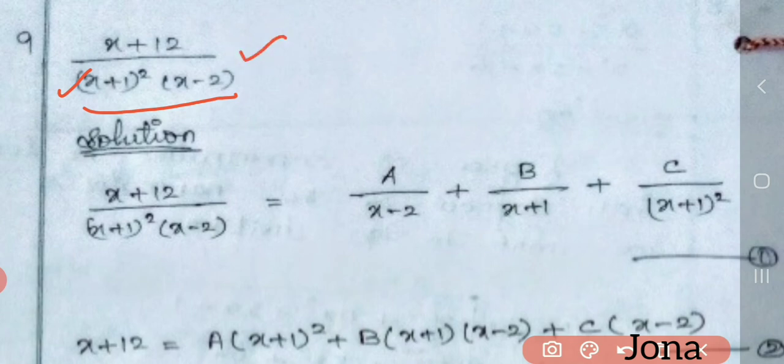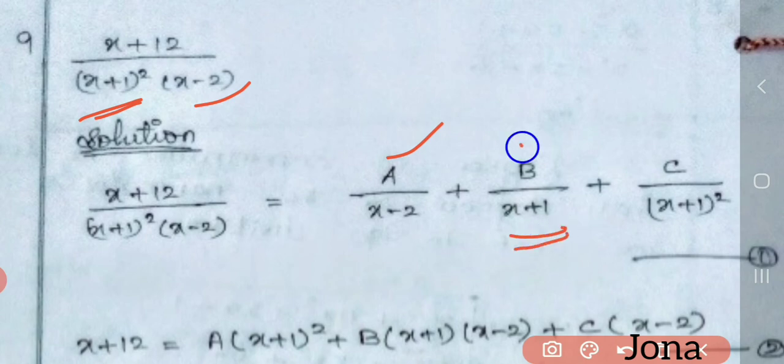Okay, let me see how to write the partial fractions here. So let me take this x minus 2 as A by x minus 2 plus, here I have x plus 1 the whole square, isn't it? For x plus 1 the whole square, I have to take x plus 1 only. For this I have to introduce the constant B, and then the given factor x plus 1 the whole square. For this I want to introduce the constant C.